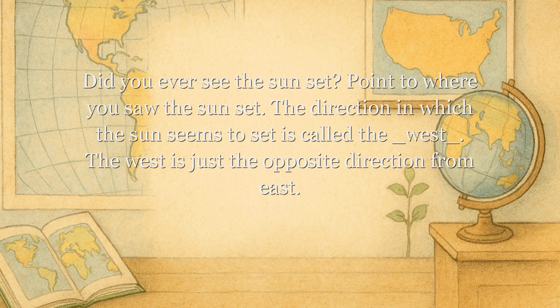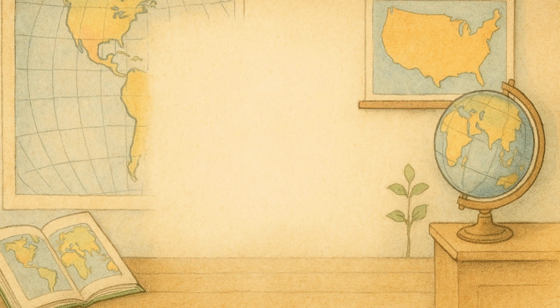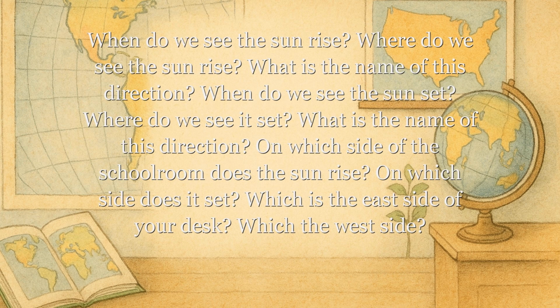Did you ever see the sun set? Point to where you saw the sun set. The direction in which the sun seems to set is called the west. West is just the opposite direction from east. When do we see the sun rise? Where do we see the sun rise? What is the name of this direction?